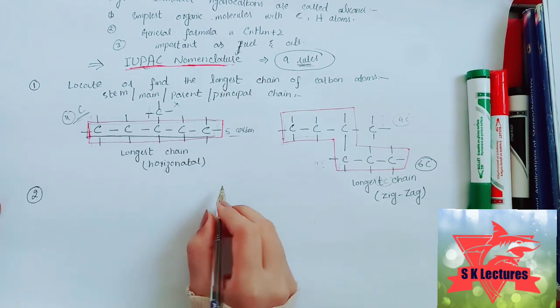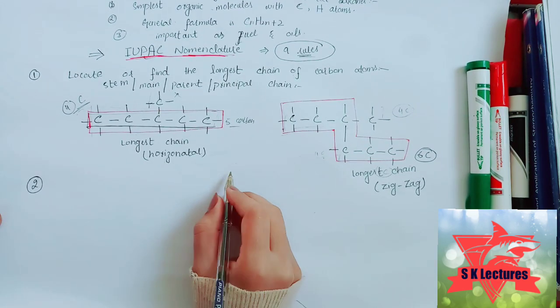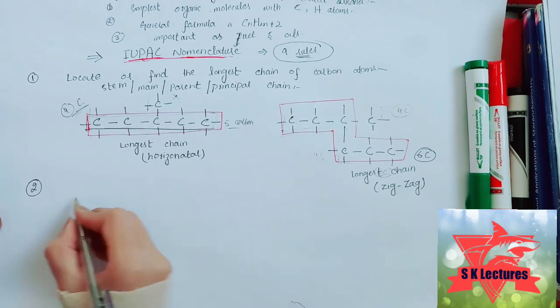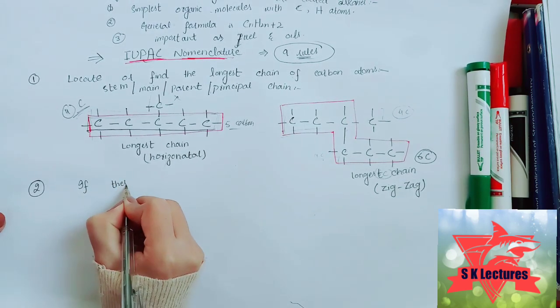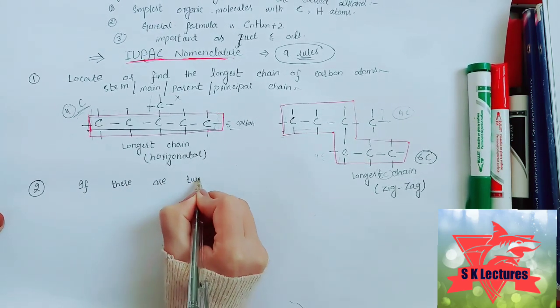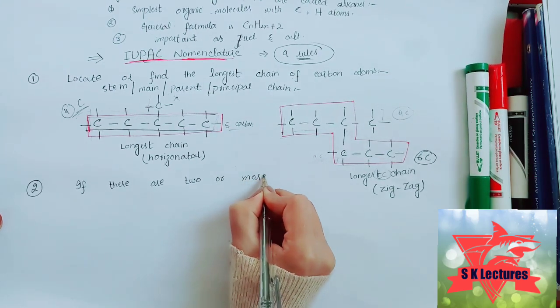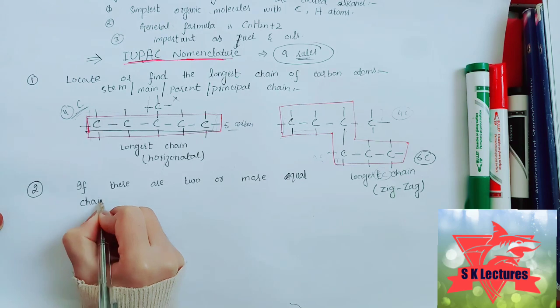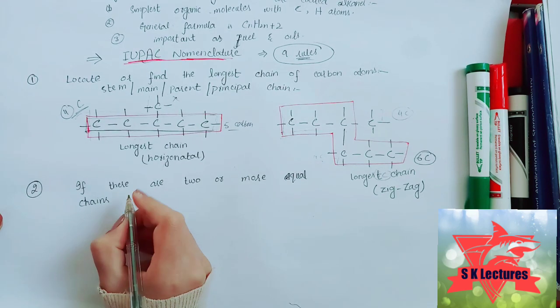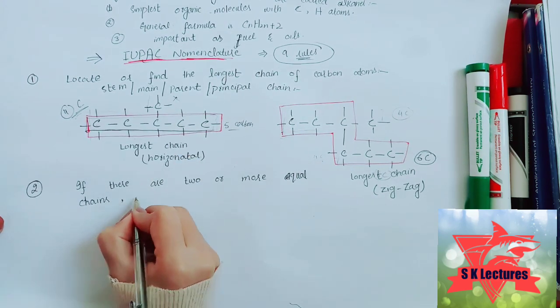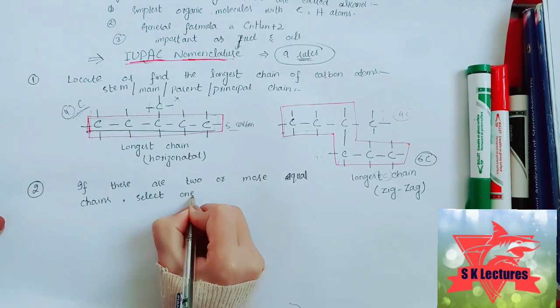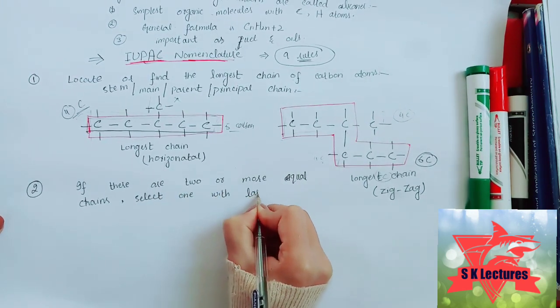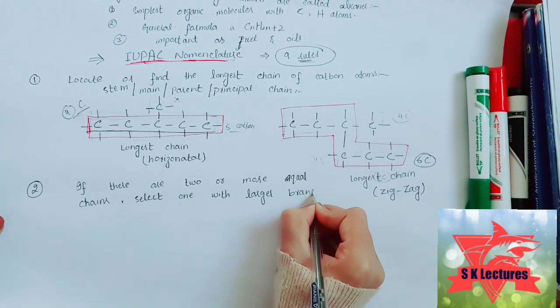For the second rule, if there are two or more chains of equal length, meaning the same number of carbon atoms are present in both chains, then the chain with the larger number of branches will be selected as the main chain. When I give you the example, you will see how it applies.